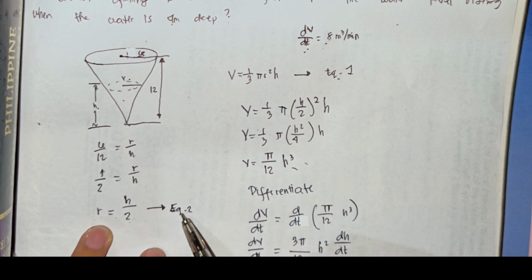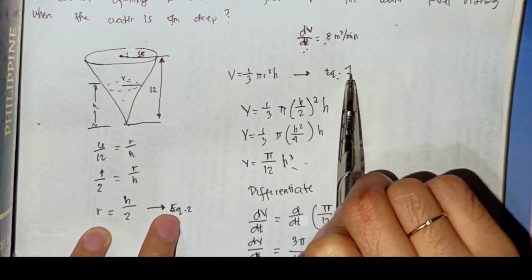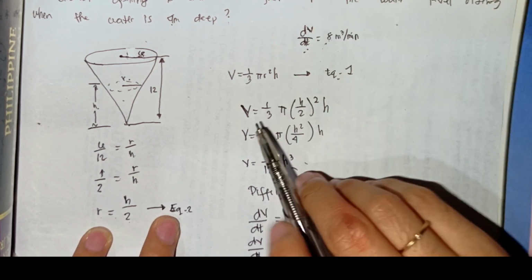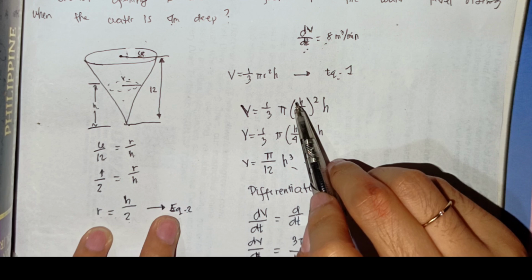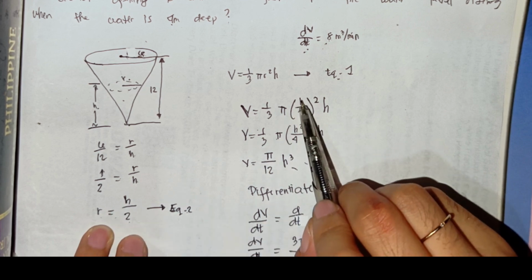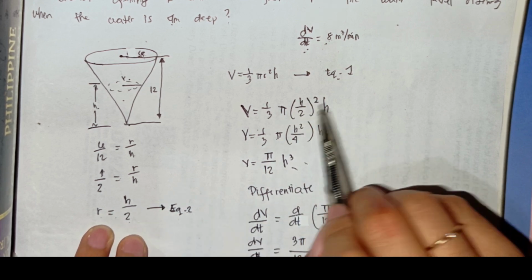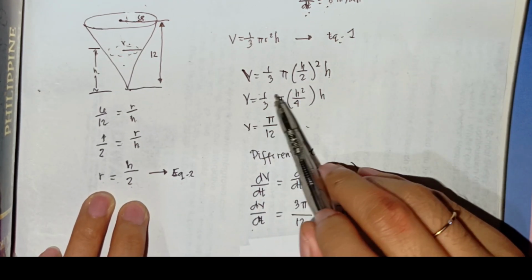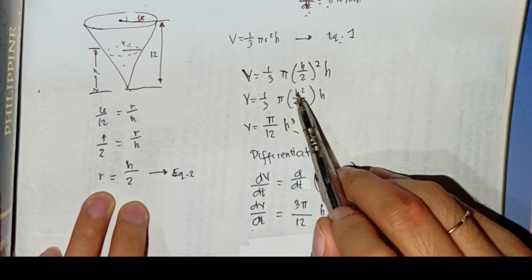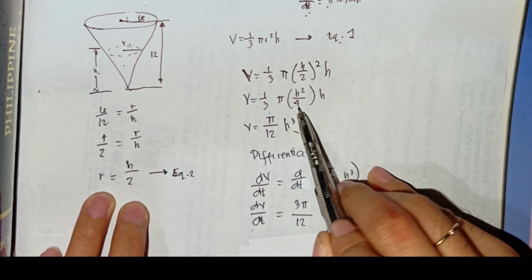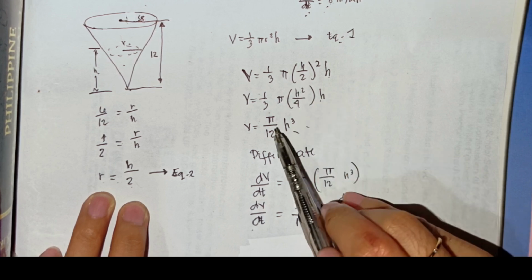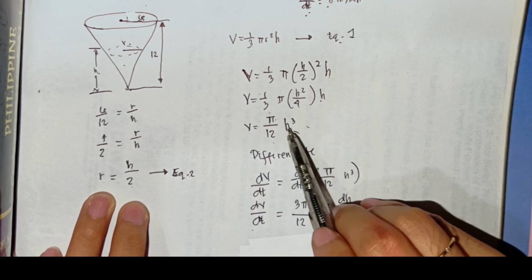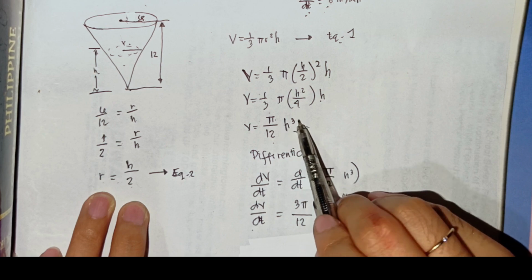Now, let's substitute equation number 2 in equation number 1. So, V is equal to 1/3 pi times the value of r, which is h over 2 squared, times height. So the volume is equal to 1/3 pi h squared over 4 times height, which is h. So, volume is equal to pi over 12 times h cubed.